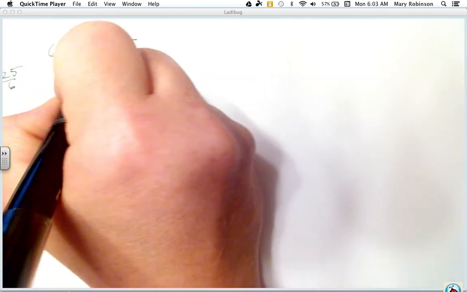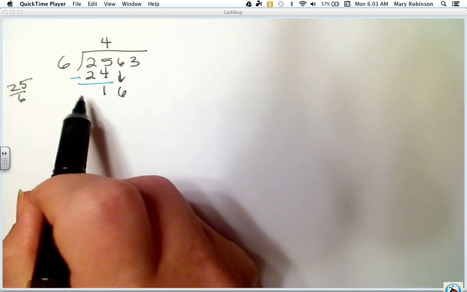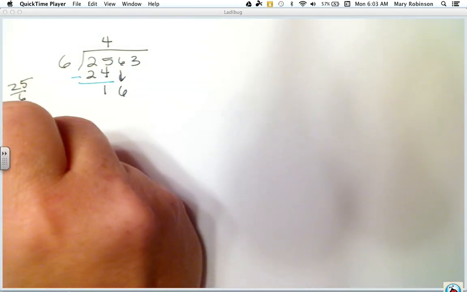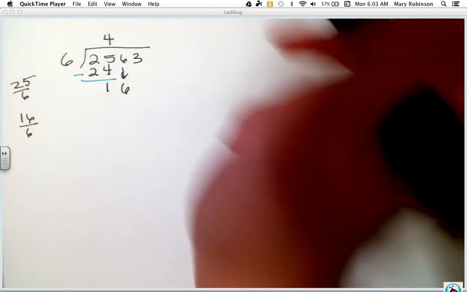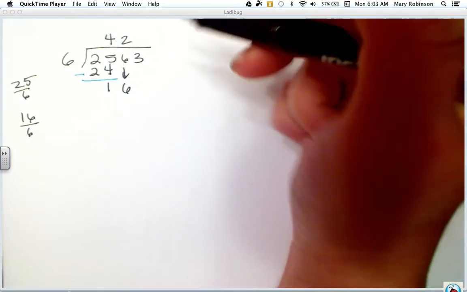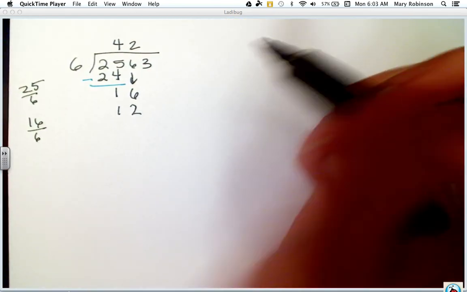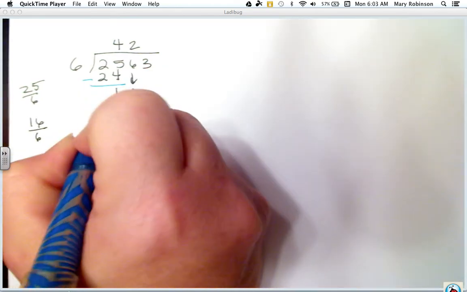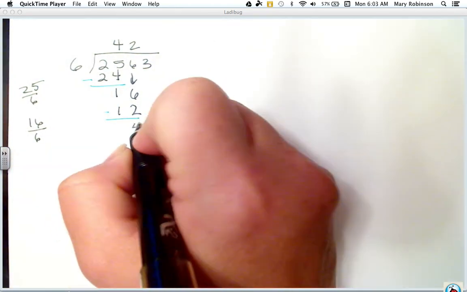25 minus 24 is 1. Then we bring down the 6. And then we divide 16 by 6. Well, if you divide 16 by 6, it goes in twice. 2 times 6 is 12. And then we subtract, 16 minus 12 being 4.